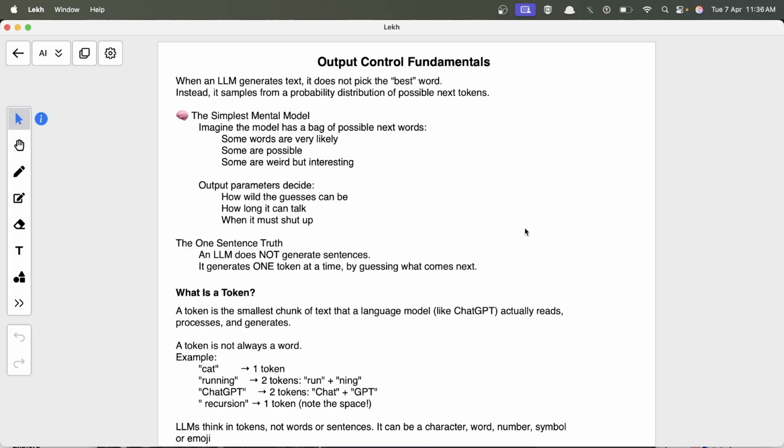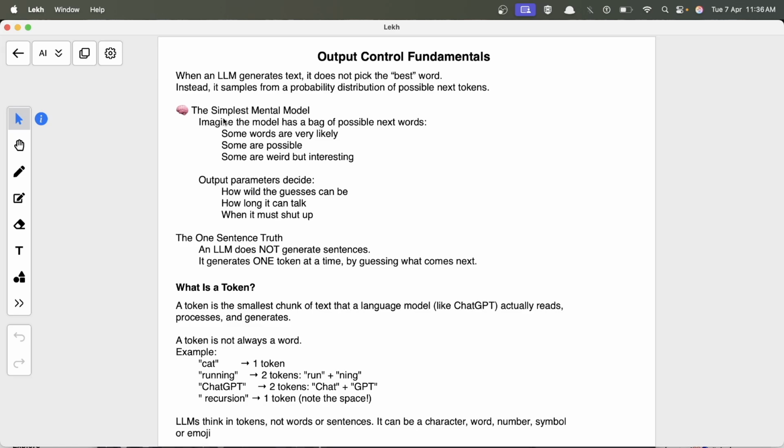In this video we will learn about different parameters that we use to control output from an LLM. First of all, let's understand how an LLM generates text. While generating text, an LLM does not pick the best word. Let's say there are different words to choose from. It doesn't pick the best word. It chooses based on probabilities. It applies different probabilities to different options, and based on that, it chooses the next token as the output.